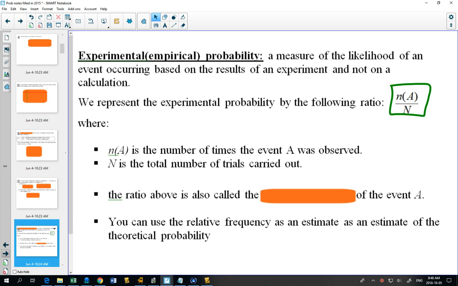Experimental probability is when you do an actual experiment to find something. And sometimes you have to do an experiment when the theoretical probability is not known.